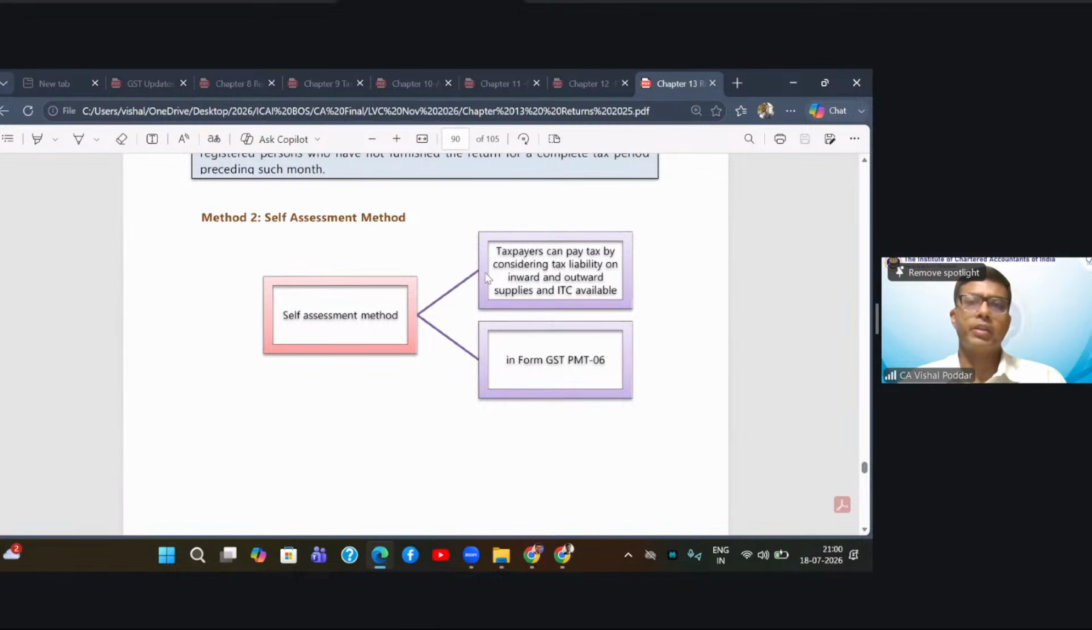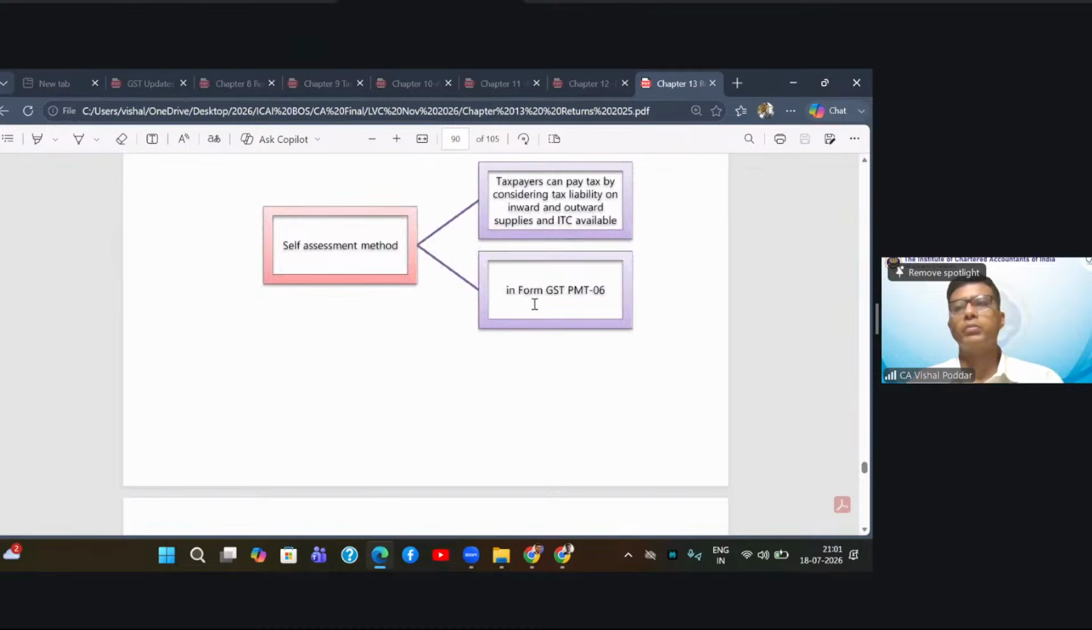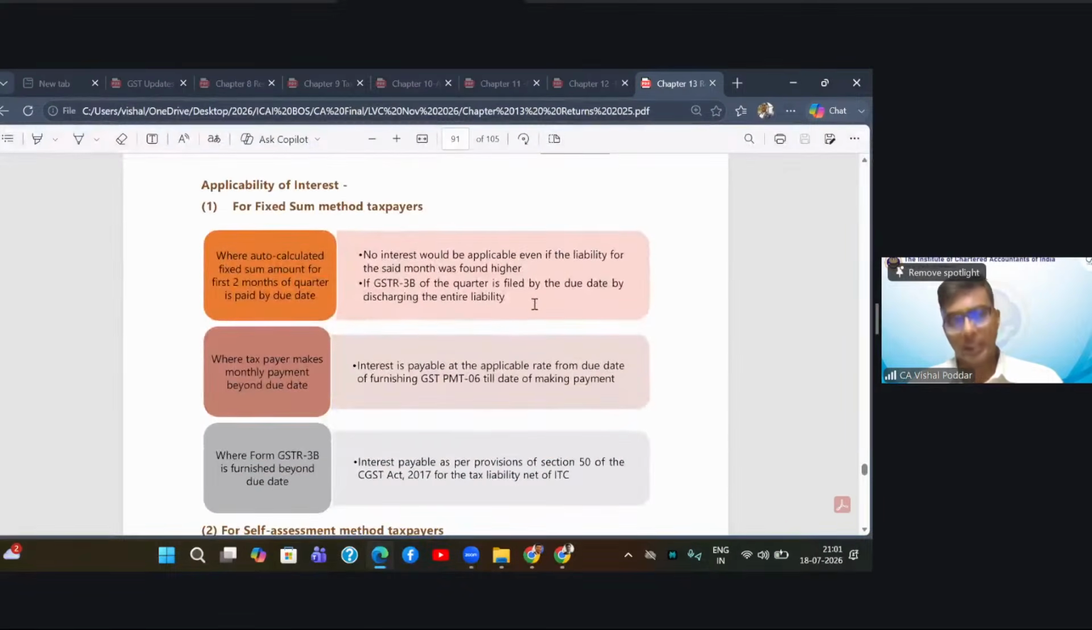Now what is the second method, which is the self-assessment method? The taxpayer can pay the tax by estimating the tax liability on inward and outward supplies and the ITC available. So here you will have to keep a working sheet. Every month you'll have to find out your outward supplies, your ITC, do the net, and whatever is your estimated actual liability of month 1, the same you have to do for month 2, estimate the tax liability of month 2, and pay that using again the same form GST PMT 06.